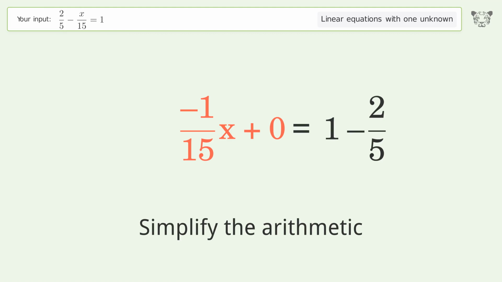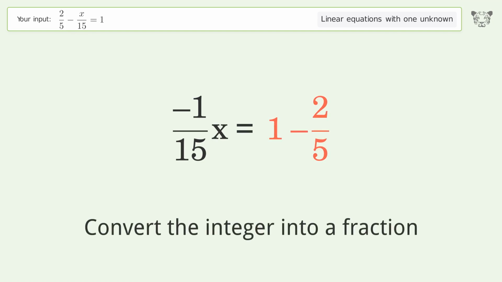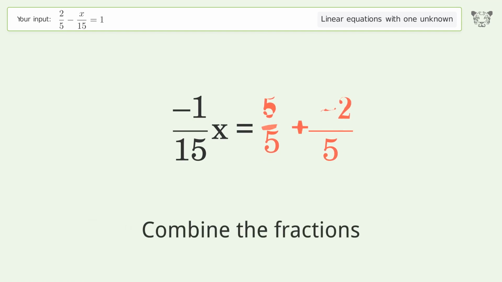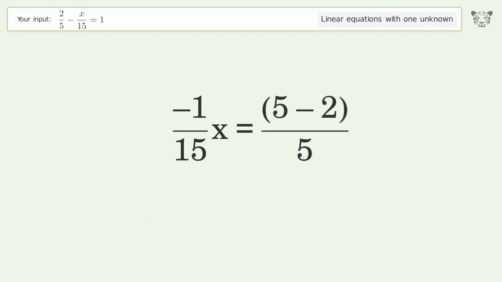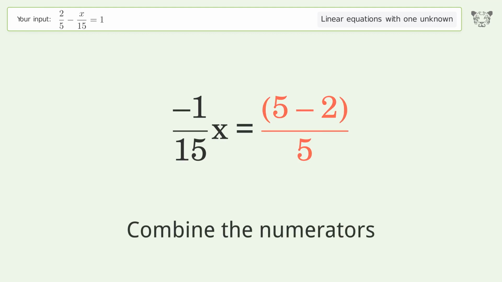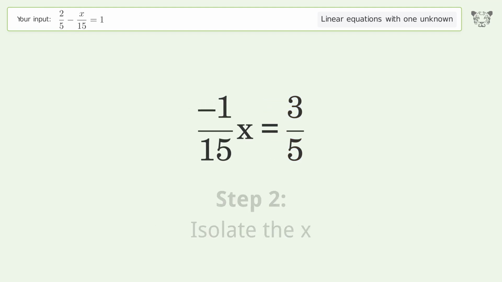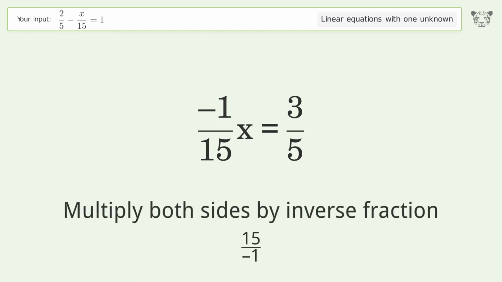Simplify the arithmetic. Convert the integer into a fraction. Combine the fractions. Combine the numerators. Isolate the x. Multiply both sides by inverse fraction 15/-1.